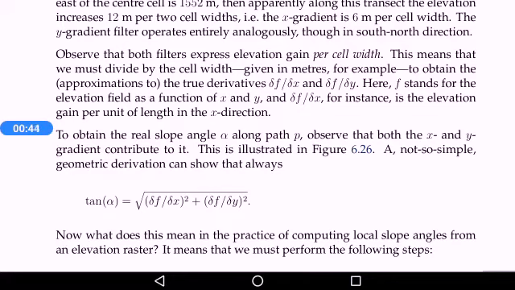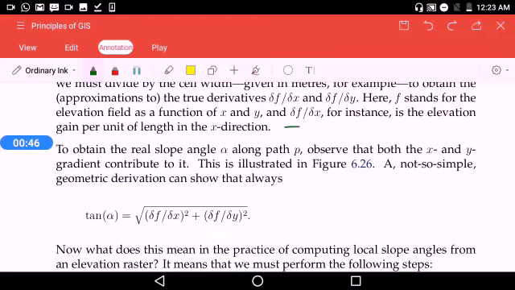So here we have delta f by delta x, elevation gain per unit length in the x direction, and same way we can have delta f by delta y, which is the elevation gain per unit length in the y direction. So now we want to obtain the real slope angle alpha along the path P.